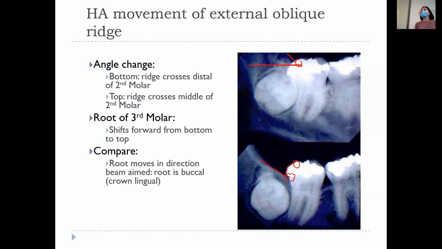Well, hold on. The external oblique ridge went from down here to up here, essentially, in the second picture. So the external oblique ridge moved mesial. That means if a buccal object moved mesial, then I know that the beam moved mesial, because the beam and buccal objects move in the same direction.